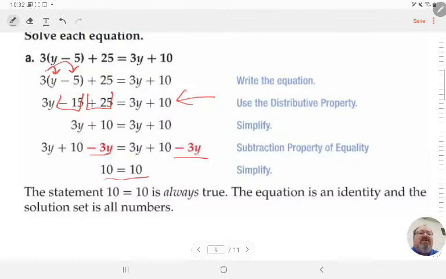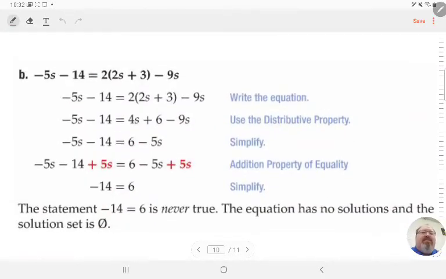Well, 10 equals 10 means that any number I plugged into y, I would get equals on both sides. So any number would work. So that means it's an identity, okay? So it's all numbers. All right.